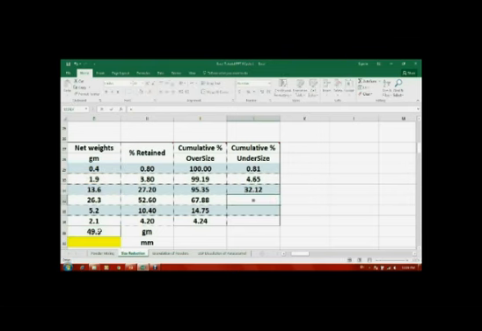Continue doing so until you find that the cumulative percentage undersize in the final interval is equal to the summation of all particles, since all particles are smaller than its upper limit. Why? Because they did pass its upper limit.